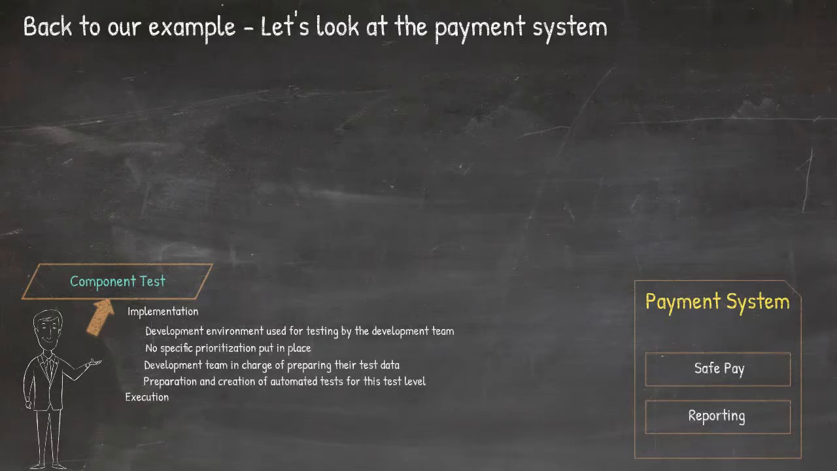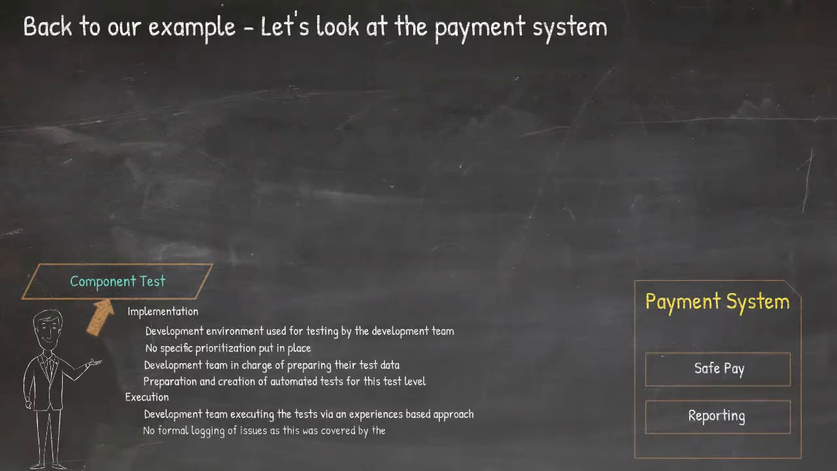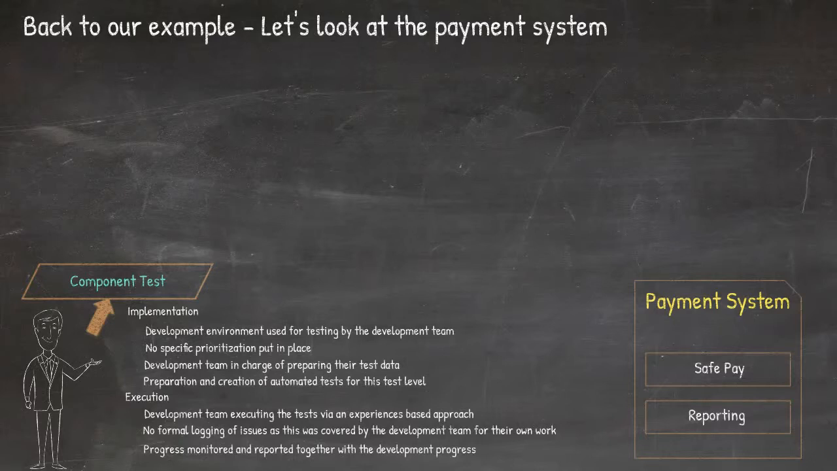During the execution stage, the developers test as per an experience-based approach and compare the results with the expected ones. There is no formal logging put in place in order to facilitate the speed not only for testing but also for fixing and retesting those fixes. The progress is monitored and reported together with the development reporting and not tracked differently for our component test.